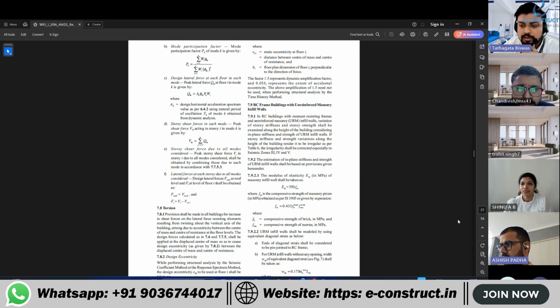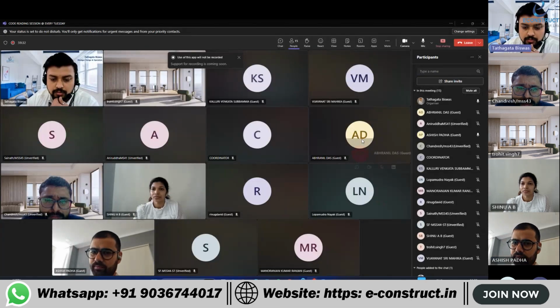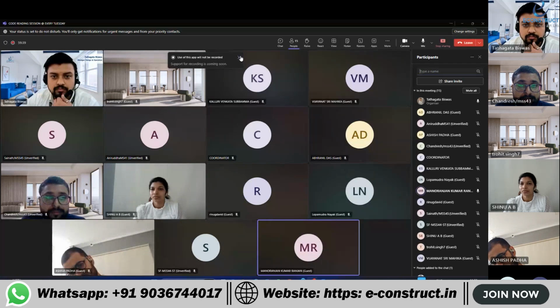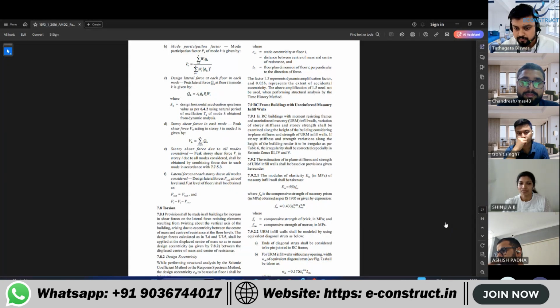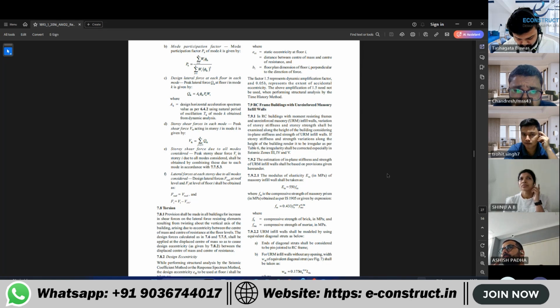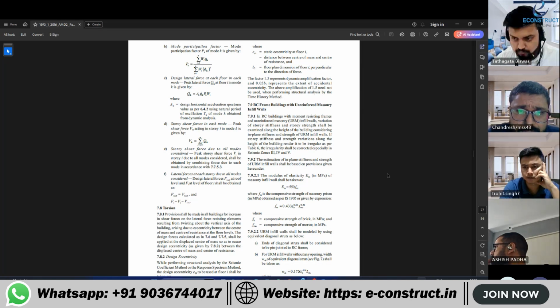Next, somebody else. I think Manoranjan. Yes, sir. RC frame building with unreinforced masonry infill wall. In RC building with moment resisting frame and unreinforced masonry URM infill wall, variation of story stiffness and story strength shall be evaluated considering in-plane stiffness and strength of URM infill wall. If story stiffness and strength variation along the height of the building renders it to be irregular as per Table 6, the irregularities shall be corrected, especially in seismic zones 3, 4, and 5.